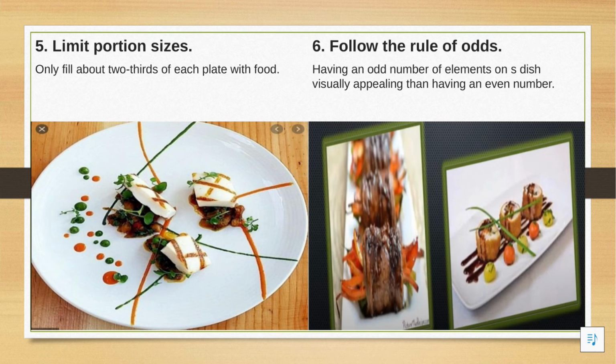Number 6. Follow the rule of odds. Having an odd number of elements in a dish is more visually appealing than having an even number. Our mind is tricky. It can perceive things in odd numbers as more visually interesting than those in even numbers. Even if they are exactly the same things, it creates the impression that a piece of food is being framed by the others. Keep this in mind whether you're serving different types of food or more than one piece of the same food.